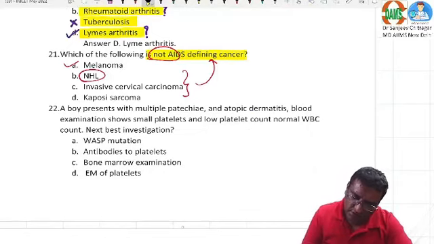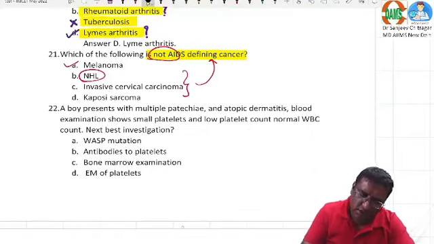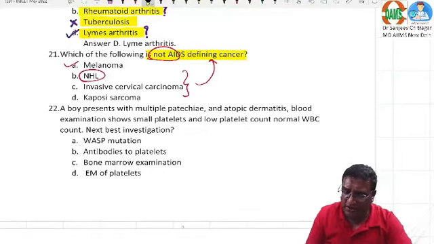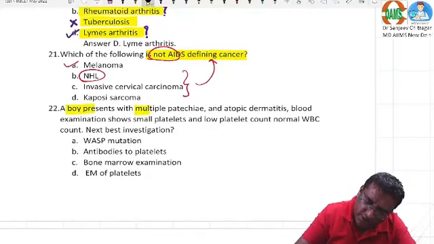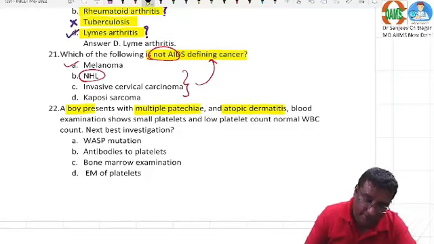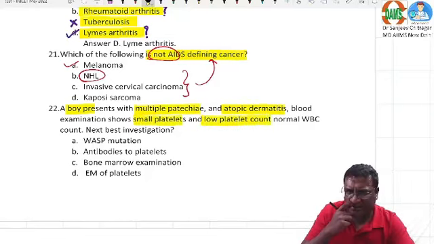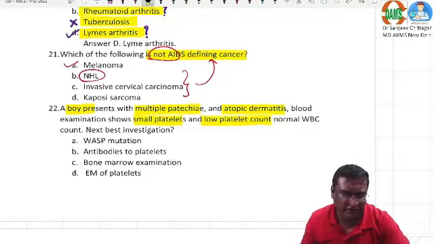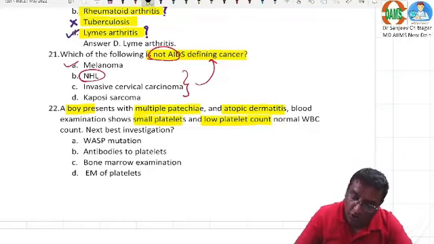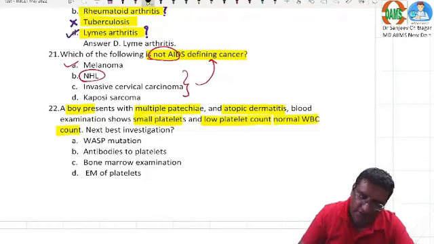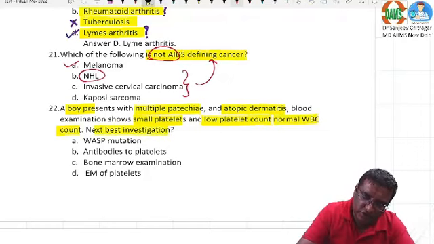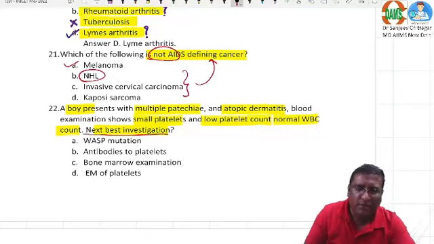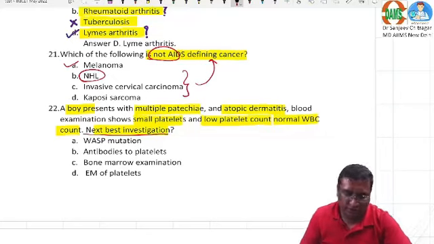So let us look at this one. This also has partial history, but anyway, enough history is there for me to make a diagnosis. A boy presents with multiple petechiae and atopic dermatitis. Blood examination shows small platelets and a low platelet count. I think some 15 or 20,000 was given, whatever was given, low platelet count. Normal WBC was there. Next best investigation. So they had asked what is the next investigation or next best investigation, I do not know, but anyway both will remain the same here with the options.